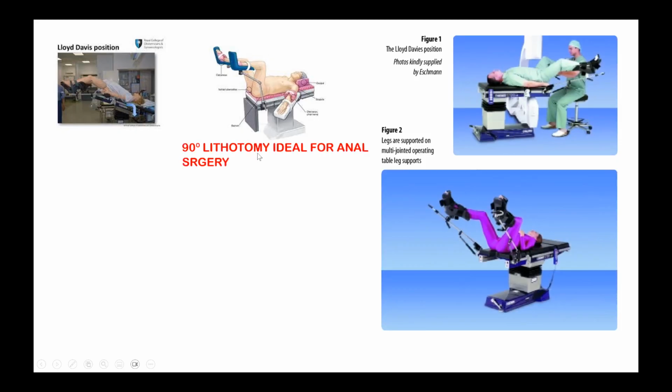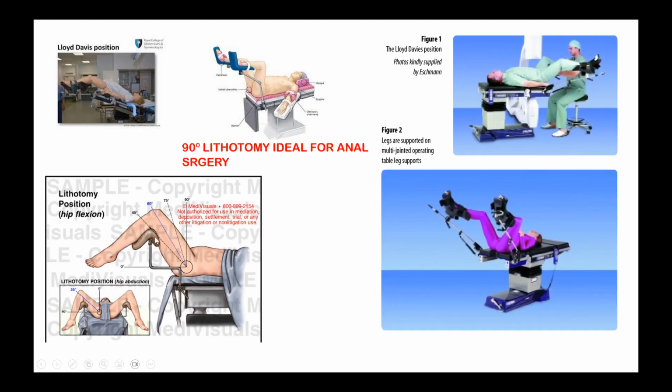So 90-degree lithotomy is ideal for anal surgery. You can see the hip is flexed at 90 degrees and the leg is flexed at 90 degrees. So this is called the 90-degree lithotomy. Whereas in gynecology, you can see this is the 60-degree lithotomy. Mostly they don't require that much straight elevation. So 60-degree lithotomy is ideal for gynec surgeries.